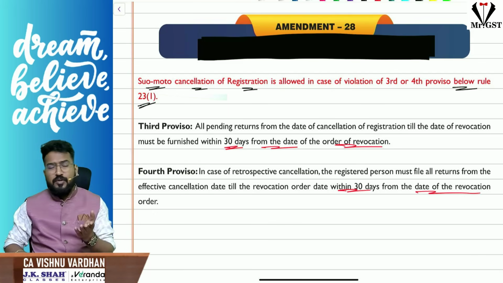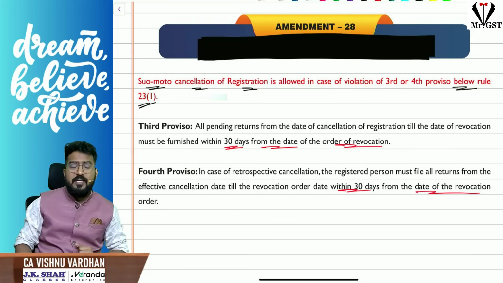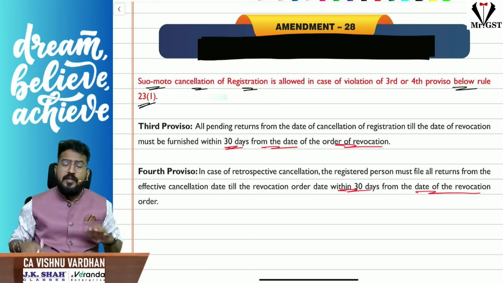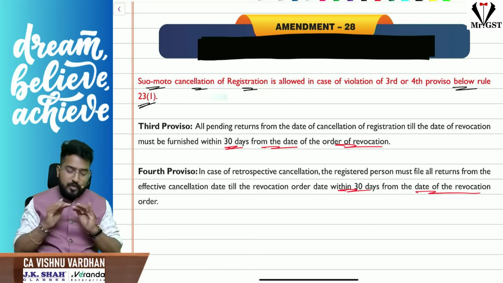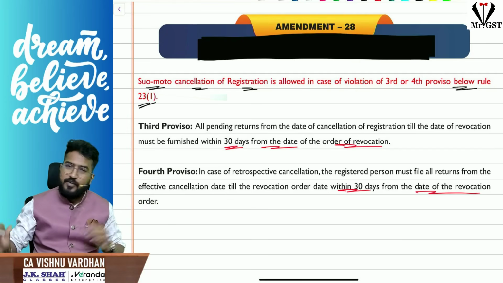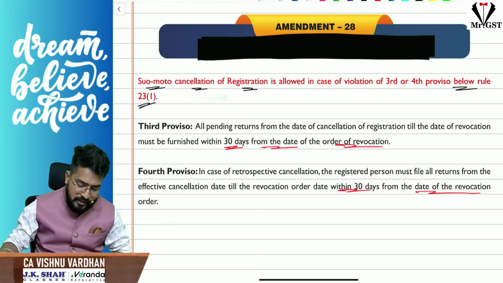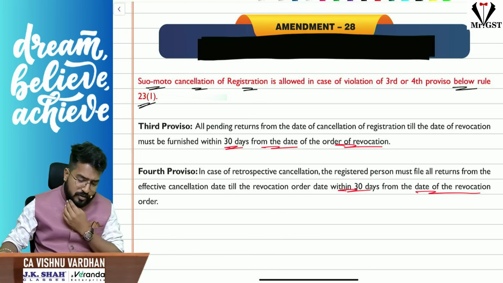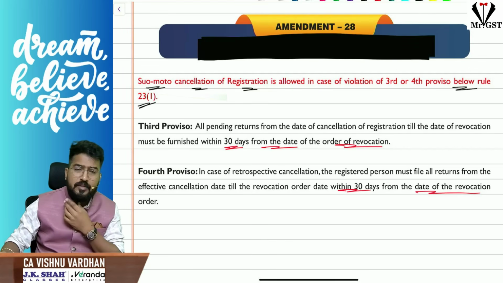He gave you revocation believing that you will file all the pending returns and now you will be a good boy. Still you are continuing the same thing, so they will not entertain this. Now the proper officer again has the power to cancel your registration. That is what this amendment is all about. The third proviso and fourth proviso are newly added below rule 23 sub rule 1.